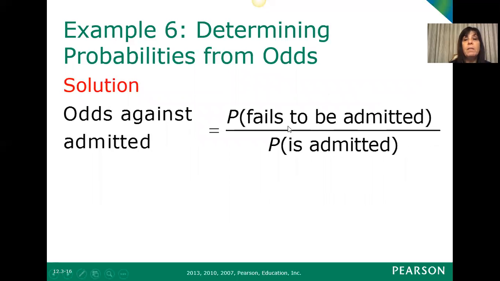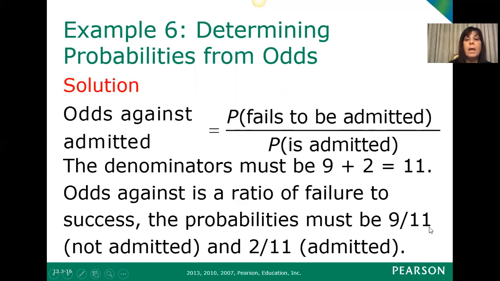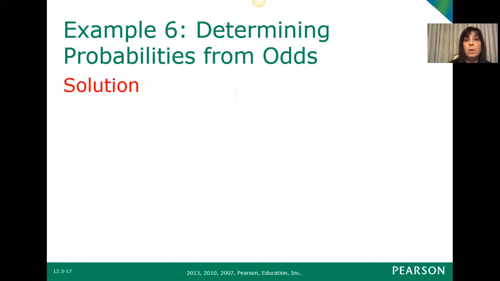And the chance that she was not admitted was the 9, and we will put the 9 out of the 11. So again, the odds against it being admitted, you take the probability that they fail divided by the probability that they're admitted. So again, the denominators are 11, and I will take the 9 out of the 11, which is her probability she's not going to be admitted, and the 2 out of the 11, which will be the probability that she will be admitted.